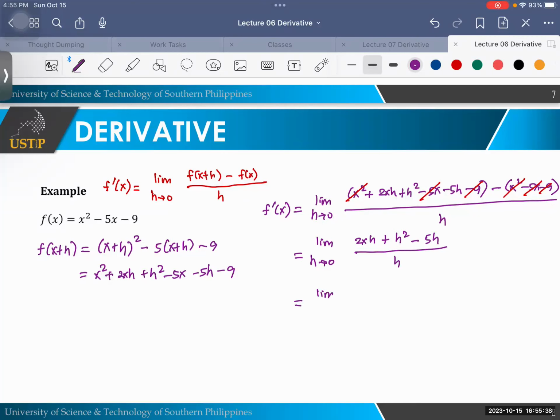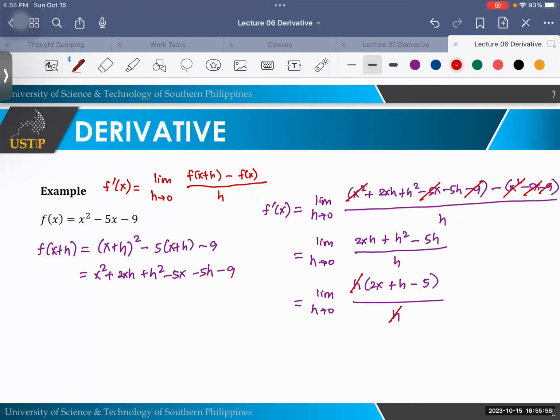So, ang goal is to get rid of h sa ilalom. So, we have to factor out h sa taas class. All of the terms have h. So, wala na yung problema. That is 2x plus h na lang mabilin minus 5, all over h. So, cancel h.